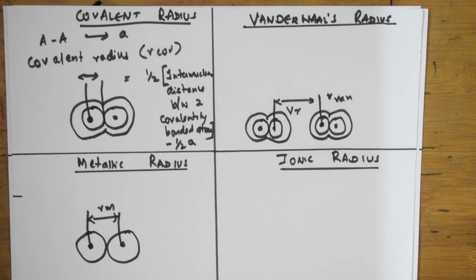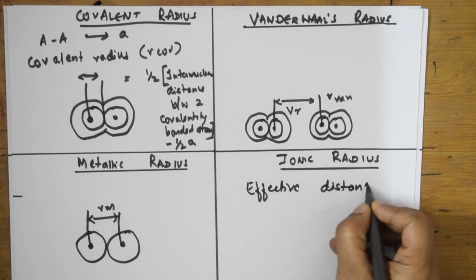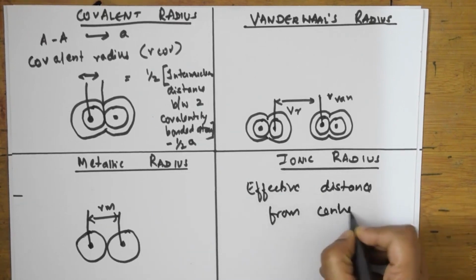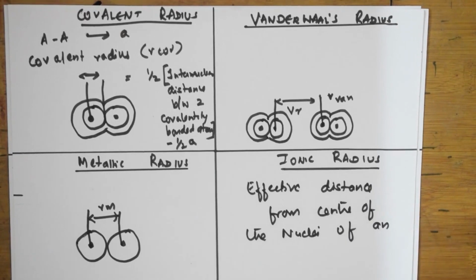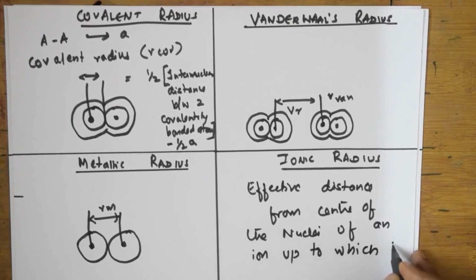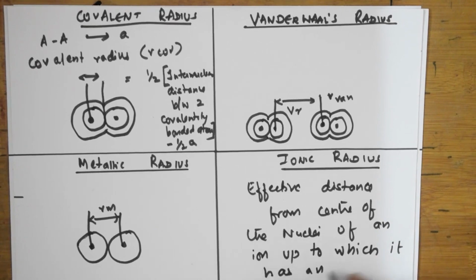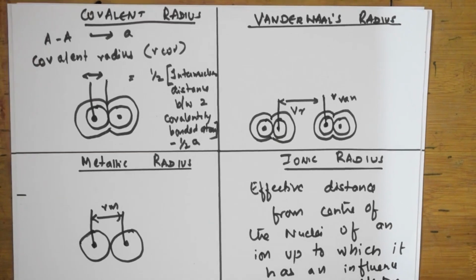So let us write the last one, that is ionic radius. So what is ionic radius? Basically, it is the effective distance from the center of the nucleus of an ion up to which it has an influence over the electron cloud.